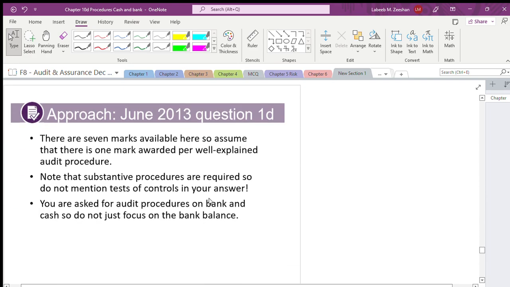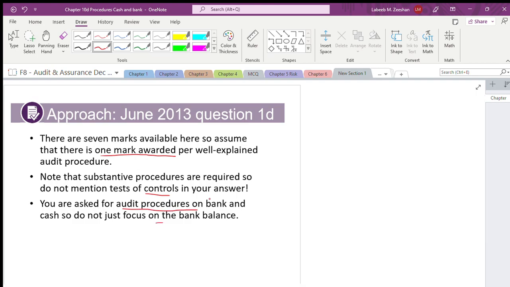There are 7 marks available. Assume that 1 mark is awarded for each well-explained procedure. Now note that substantive procedures are required, not tests of controls. You are asked for an audit procedure on bank, so do not focus on the bank balances. They have mentioned that very clearly. You are talking about the procedures.